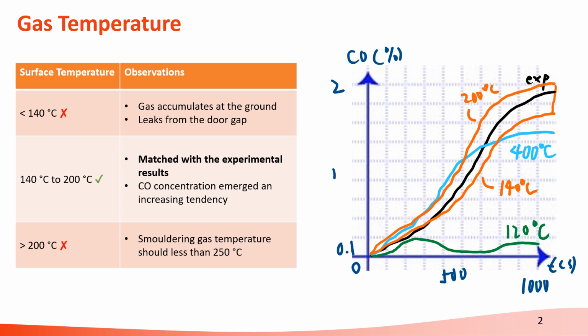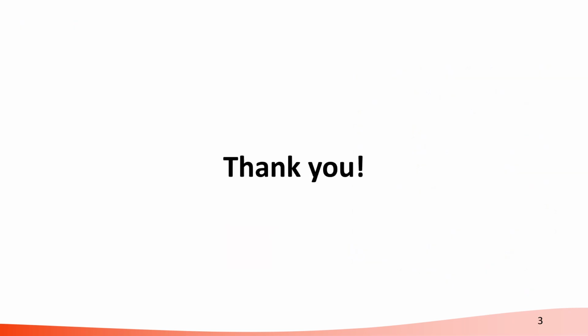We can ignore this curve because the smoldering gas temperature should be less than 250 degrees Celsius. If the temperature is higher than 250 degrees Celsius, the smoldering process will turn into a flaming process, and a flame may occur at temperatures higher than 250 degrees Celsius. This is the end of my presentation.